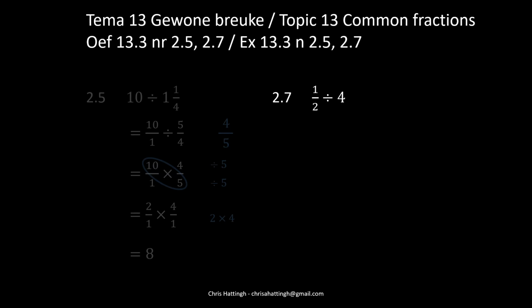Number 7, a half divided by 4. You're going to use the inverse. So 4 over 1 will change into 1 over 4. And you're going to multiply by 1 over 4. So a half times a quarter will give you 1 over 8.